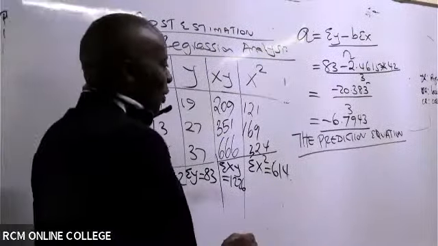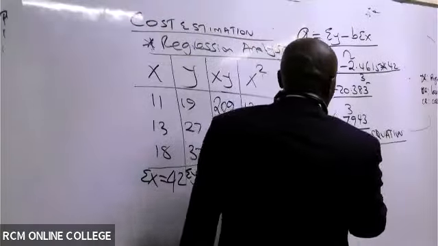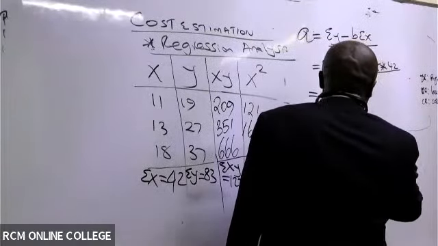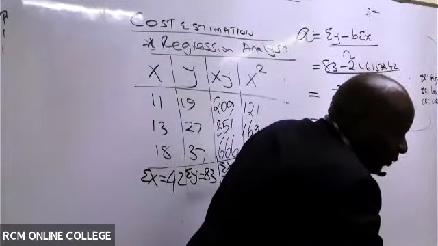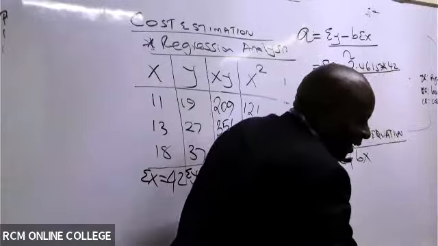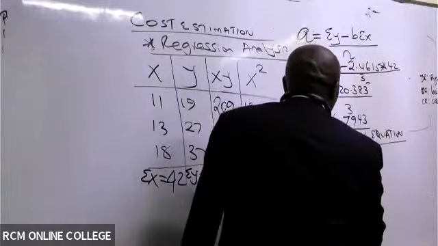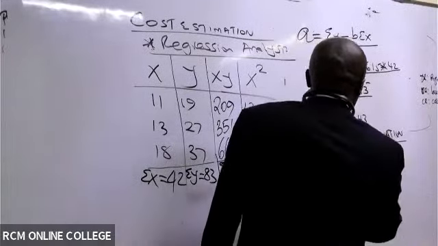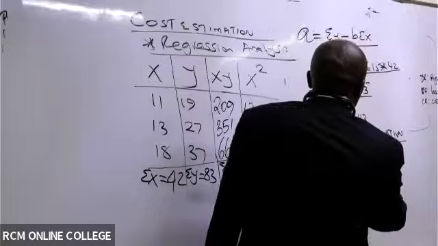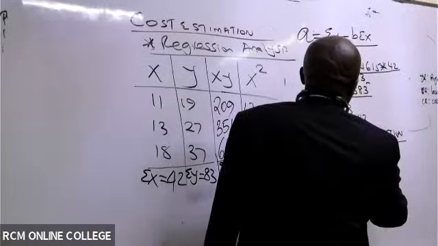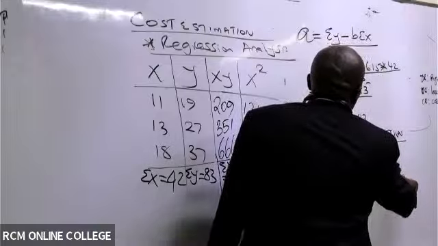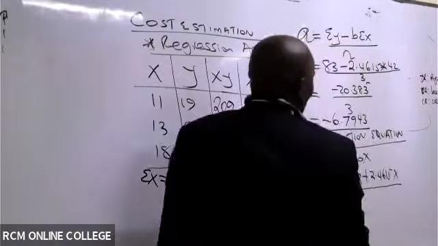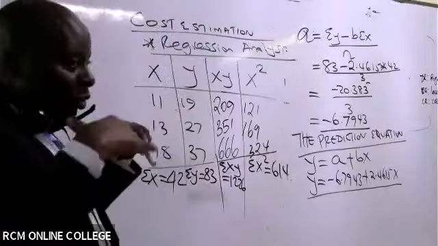The prediction equation. And we know that our equation goes like this: Y equals A plus Bx. So my Y will be equal to A, which is minus 6.7943, plus B, which is 2.4615 X. Because the moment you get the values of A and B, you simply substitute them in there.